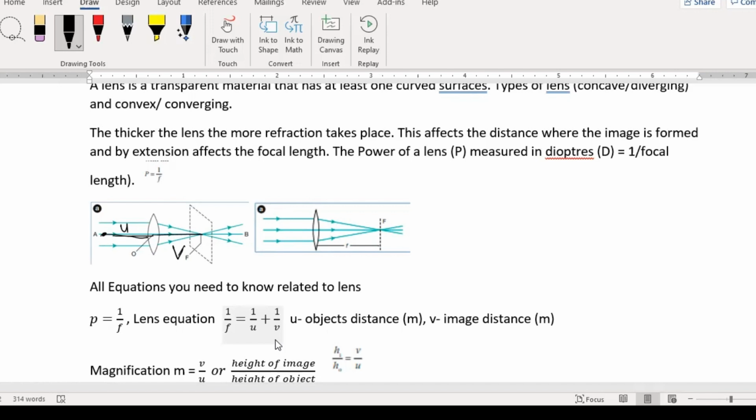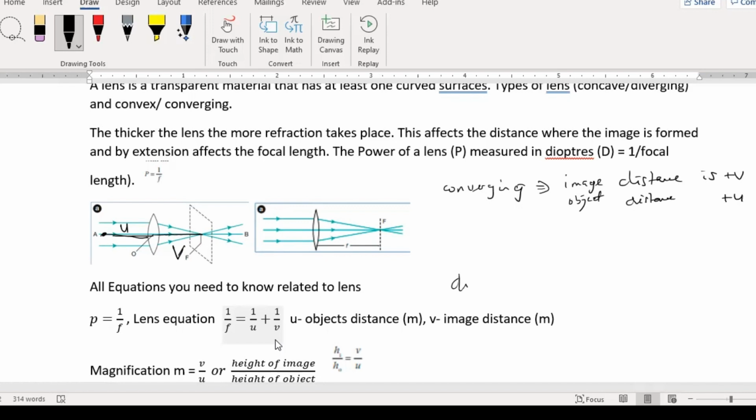I want to point this out to you: when we're dealing with a converging lens, the image distance is always positive. So V is always positive. Same thing as the object's distance: the object's distance is always positive as well.